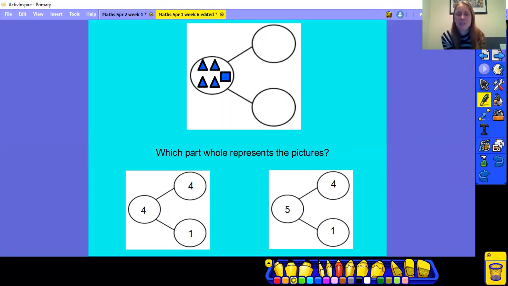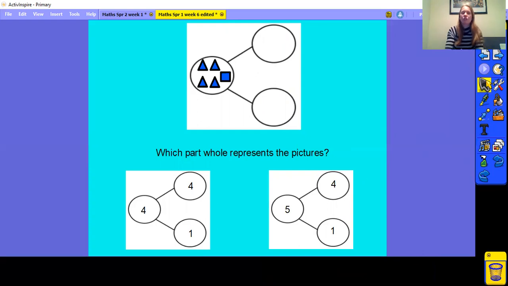Let's have a go at this one now. How many do we have all together? Let's count them and find out. I don't think we need to count these. I can see there are 4 and 1 more. And I know that 1 more than 4 is 5. I don't need to count those shapes. If you're not sure, let's just check to find out. 1, 2, 3, 4, 5. So there are 5 shapes all together.